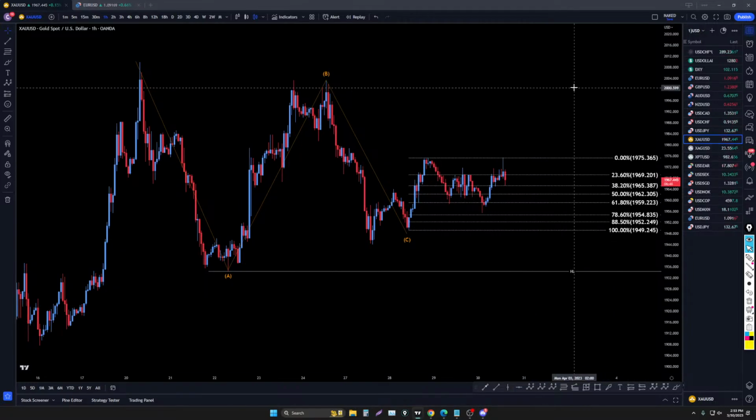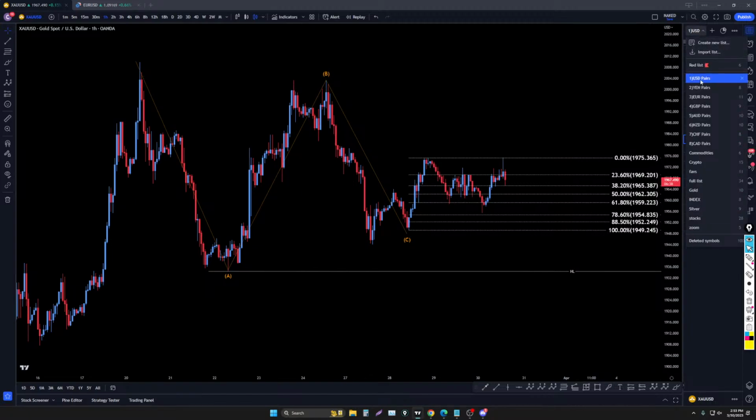So let's go check out some yen pairs. A lot of people in my group have requested the yen pairs, so we're going to take a look at the yen pairs today pretty closely, because they definitely have turned, I think.